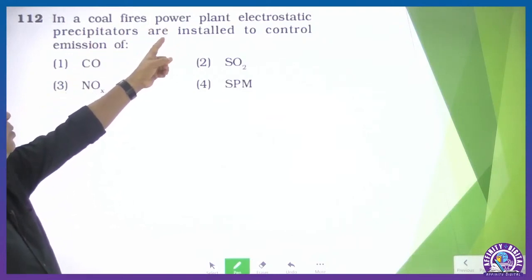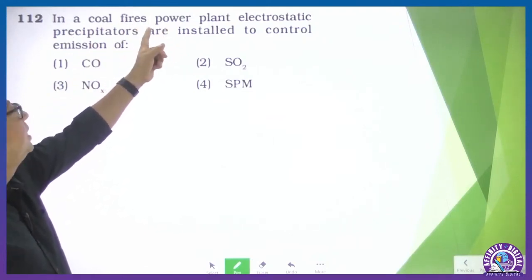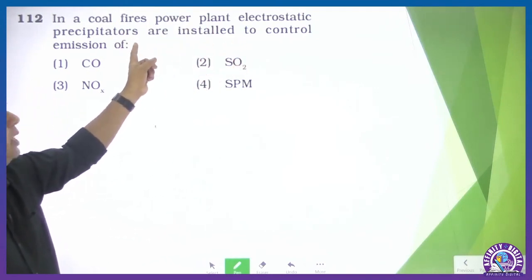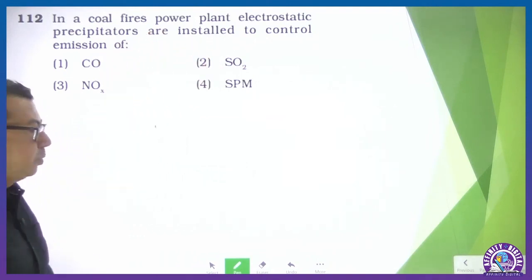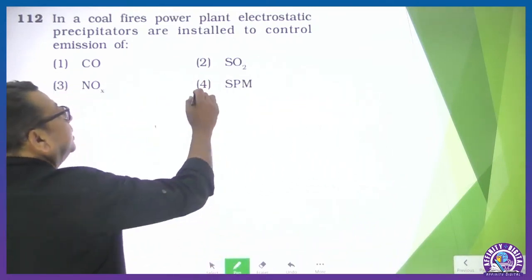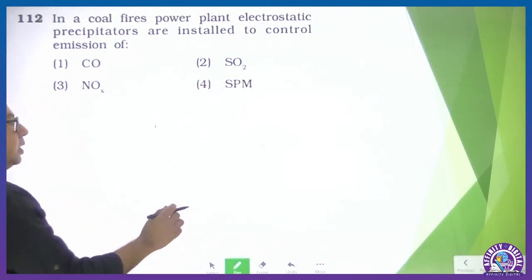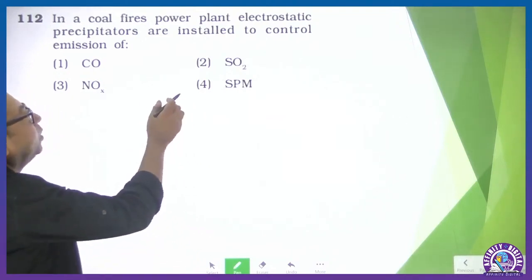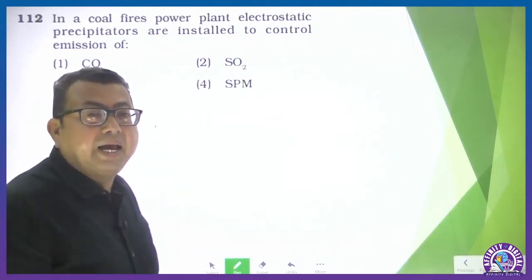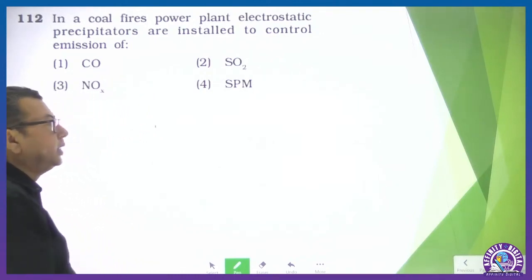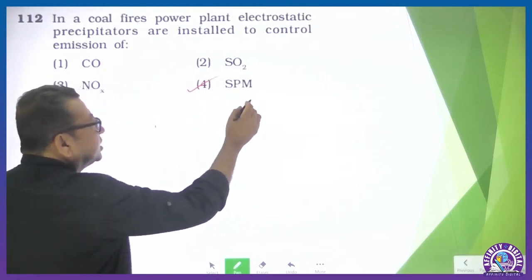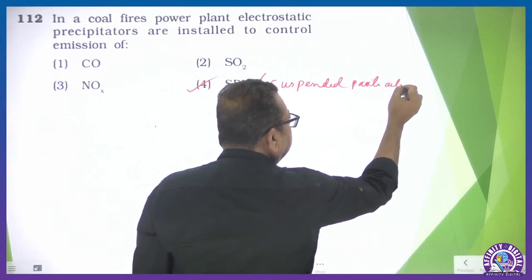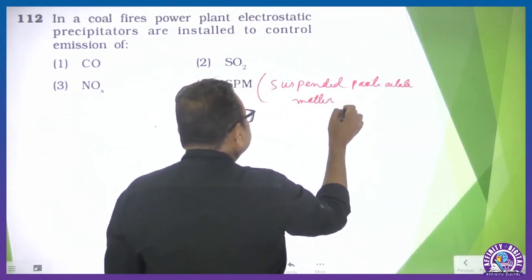Next question. This is another important question on ecology from the chapter called environmental issues. In a coal fired power plant, which is a thermal plant, electrostatic precipitators are installed to control the emission of what? Particulate matter. Particulate matter causes the greatest harm in humans, because they are deeply inhaled by the lungs and cause respiratory disorders like asthma, bronchitis. To remove the suspended particulate matter present in the exhaust from a thermal power plant, SPM means suspended particulate matter.